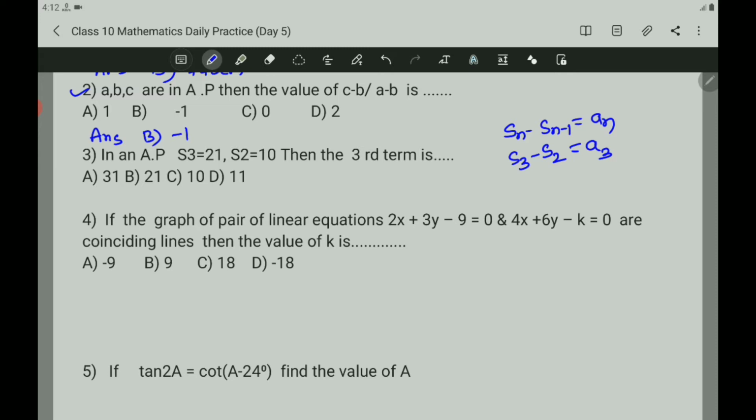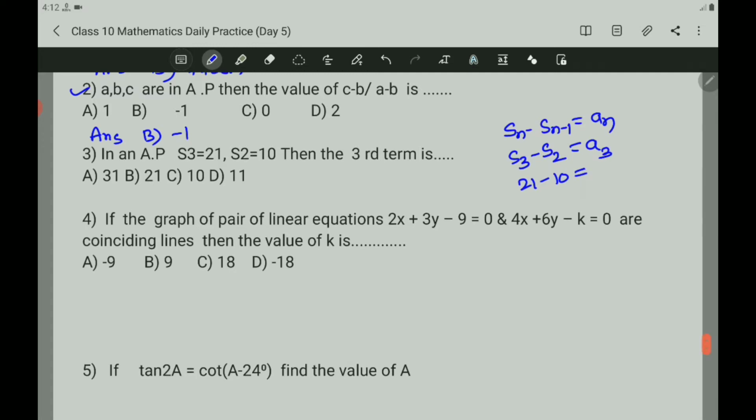S3 is 21 minus S2 is 10. That equals what? 21 minus 10, you will get 11. So what is the value of A3? A3 is 11. So you write the answer D. Answer D, that is 11.